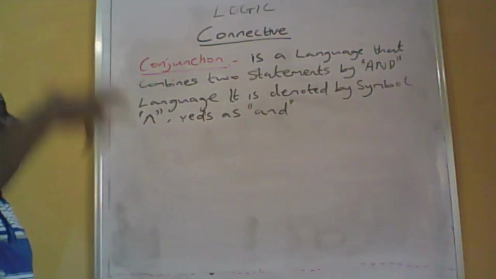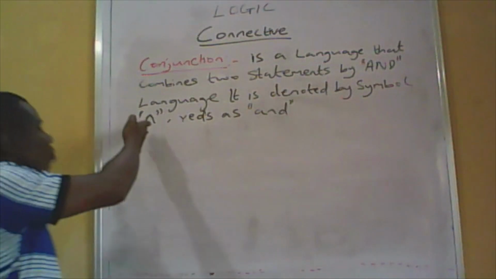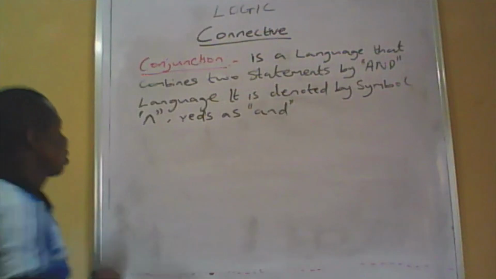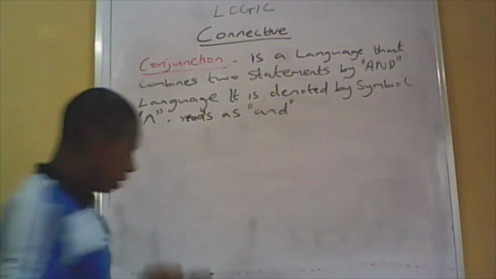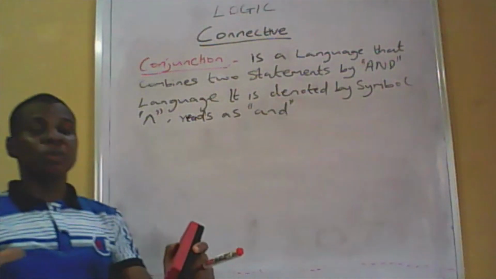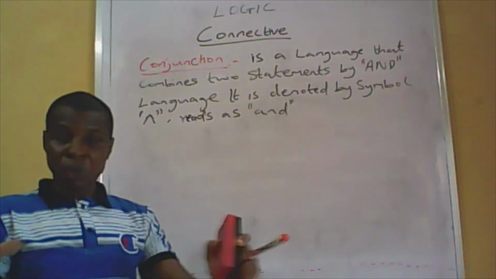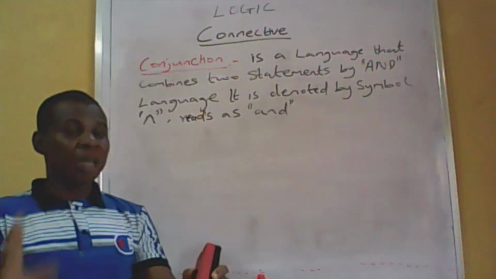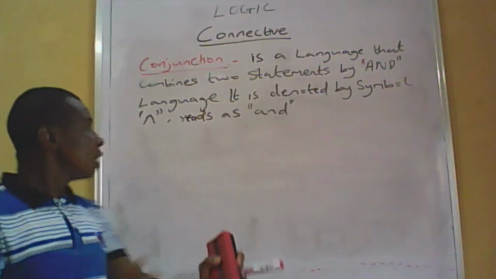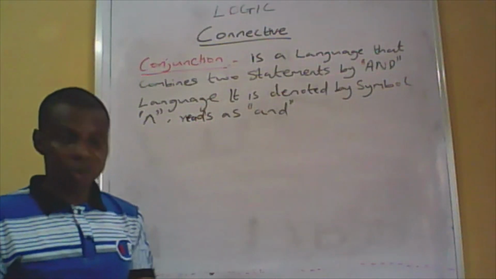We say conjunction is a language that combines two statements by and language. It is denoted by this kind of symbol that looks like an inverted V, which reads as and. That means it's a language that joins two statements, whether simple or compound, together as a single statement, using and to join the two statements together. Now let's go over to the examples of conjunction.